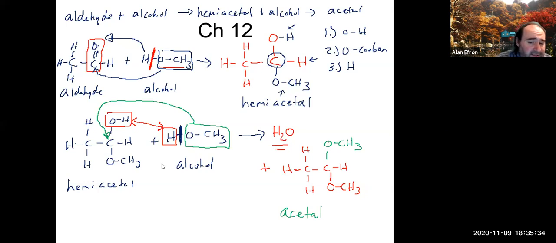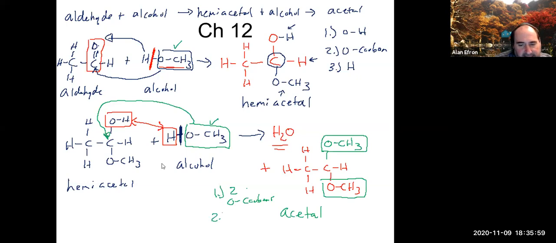And how do you know what an acetal is? Well, an acetal has two oxygen carbon groups. And what I mean by that is one and that is two. These oxygen carbon groups come from the alcohols that were added. There's one of them and there's the other one. They both come from alcohols. It also has a hydrogen on that carbon, and that's it.